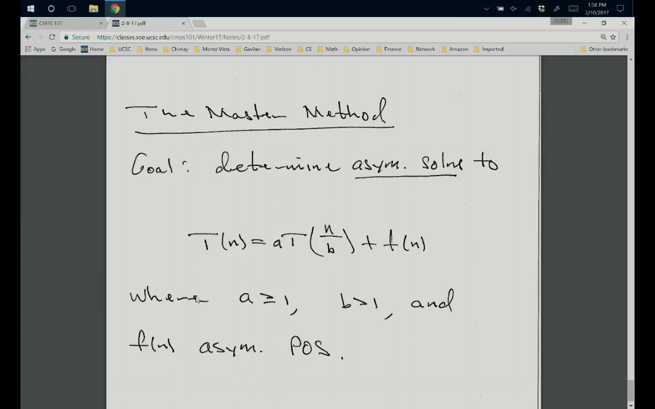Can somebody give me a reason other than turning on your calculator and checking why log base 4 of 5 is less than 2? Yes? Because 5 is less than 16. That's why. So note, 5 less than 16 implies, just take log base 4 of both sides. Log base 4 of 5 is less than log base 4 of 16, which is 2.